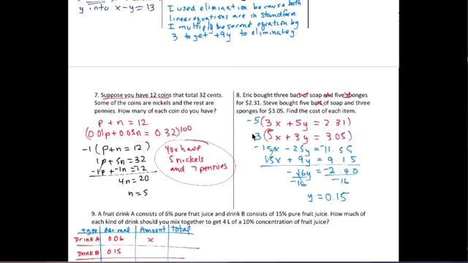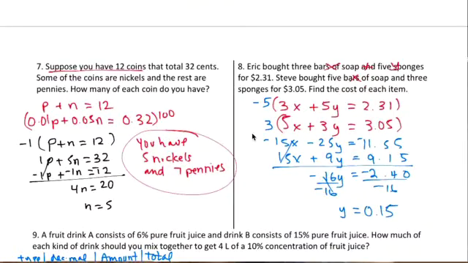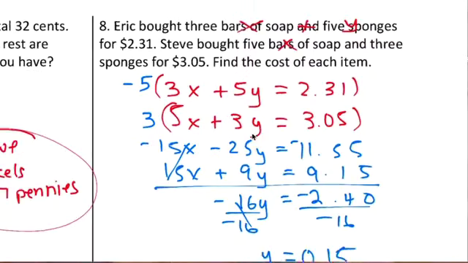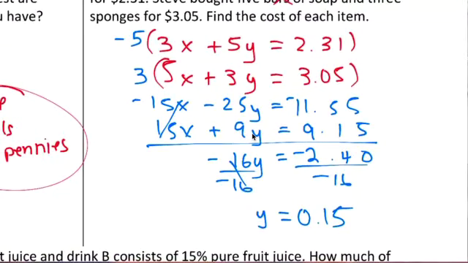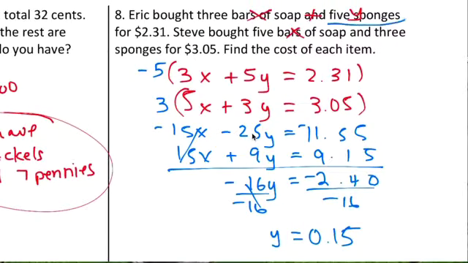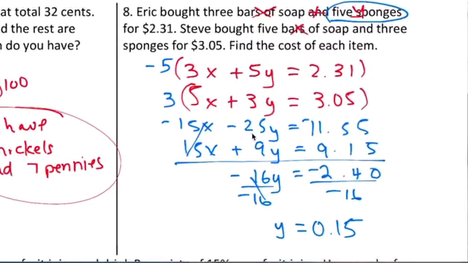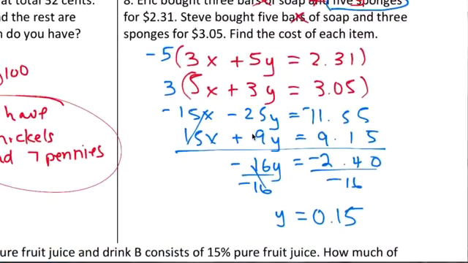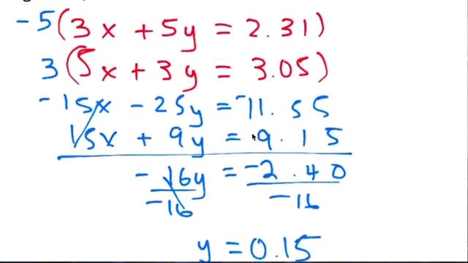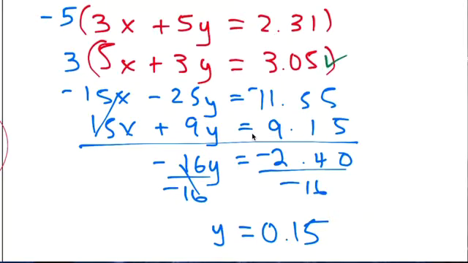Okay, the nickels and dimes, we did that in class. The bar soap we got to here. Find the cost of each item. Y is the sponge. The sponge is 15 cents. Wow, that's cheap for a sponge. To find the bar soap, I should have done this so it doesn't waste too much time. I'm going to use this equation right here.